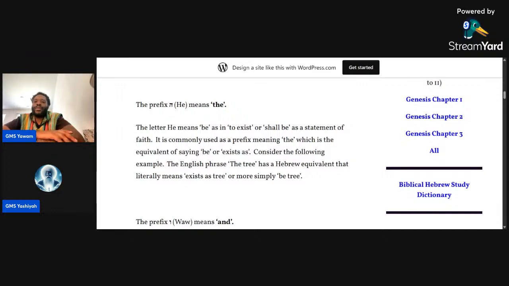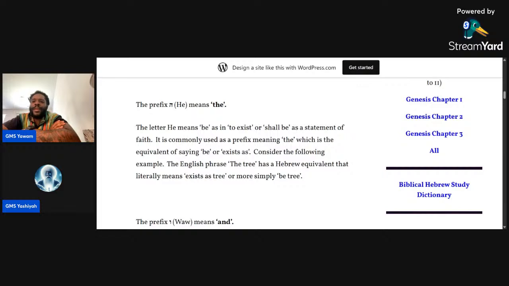Well, it has to be a phone that you're referring to, or you might say the watch or the pencil or something like that, but it has to exist. So in English, it kind of limits you, whereas in Hebrew, either it's going to exist or it already exists. So again, it serves as a statement of faith first and foremost. It says the letter Ha means be as in to exist or shall be as a statement of faith. It is commonly used as a prefix meaning the, which is the equivalent of saying be or exist as.